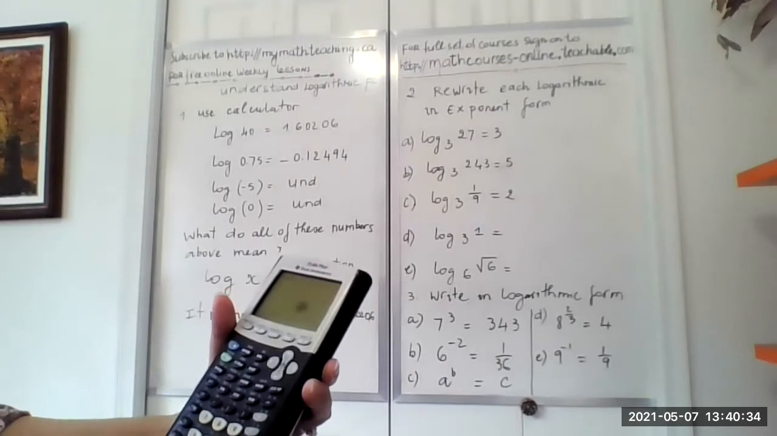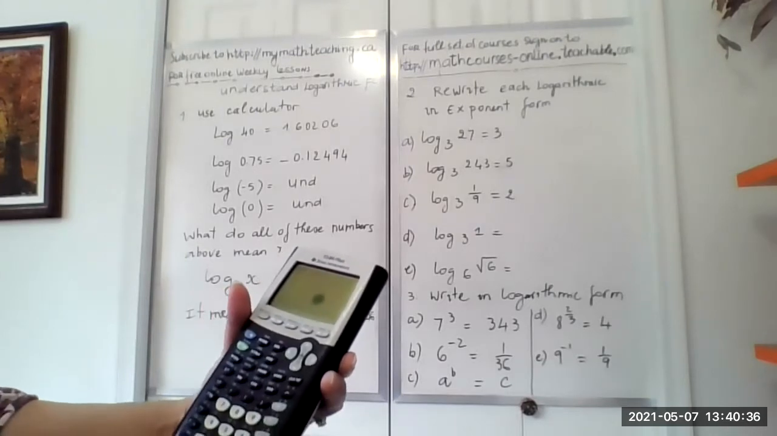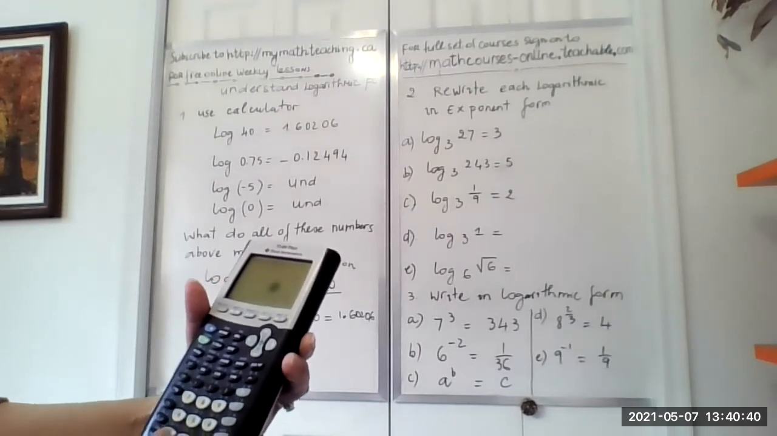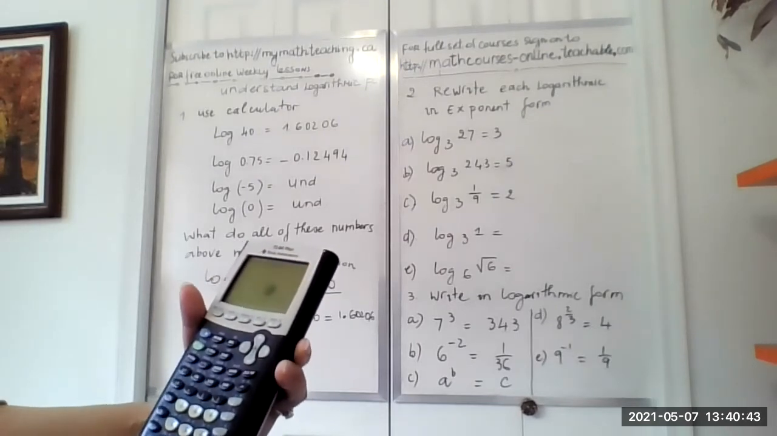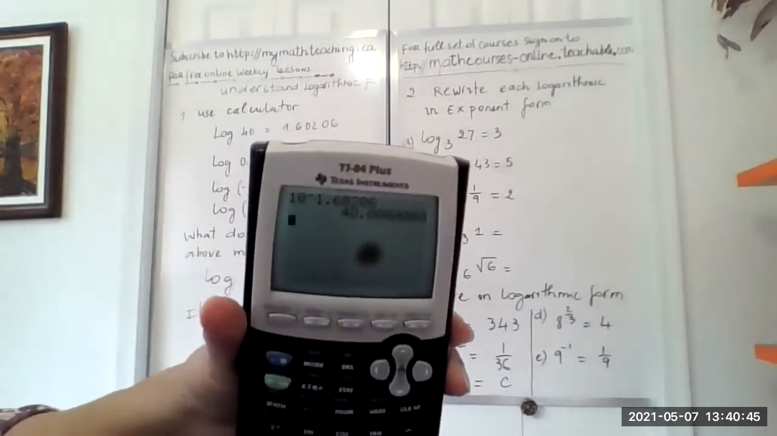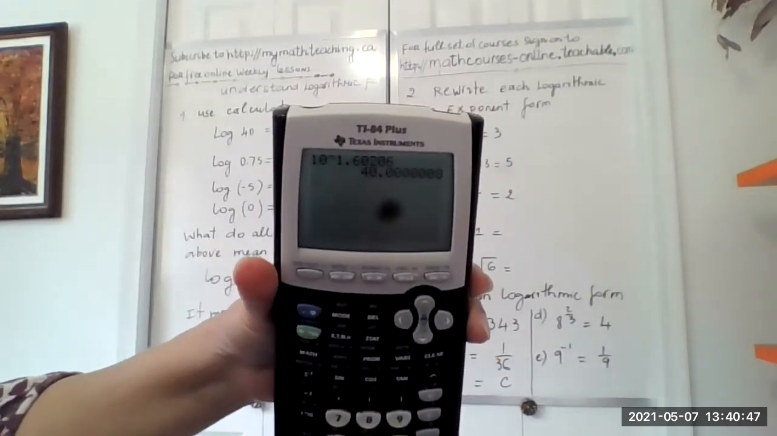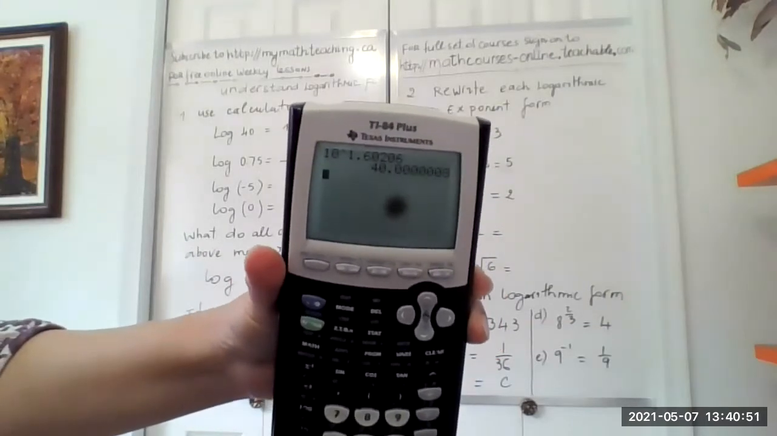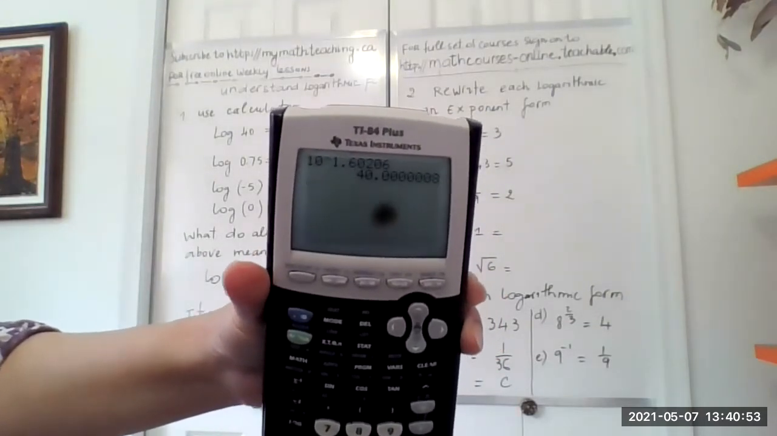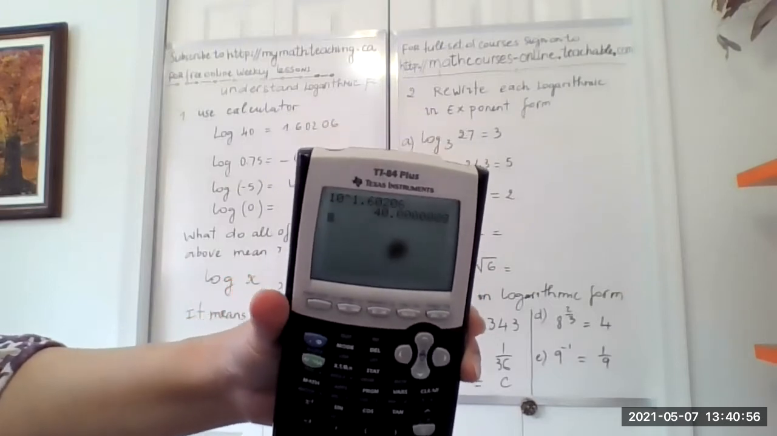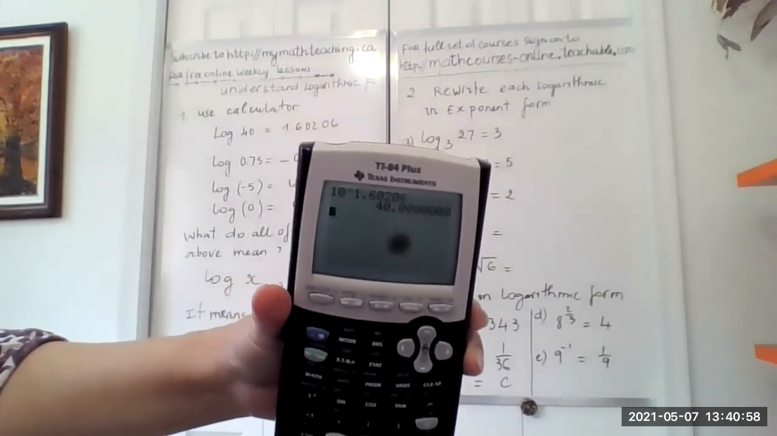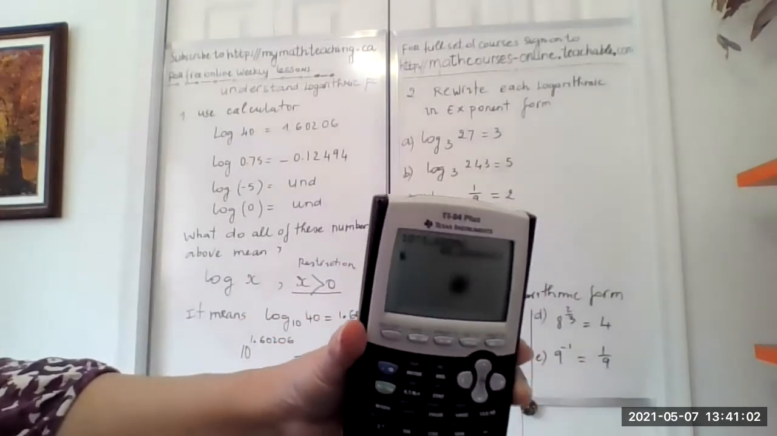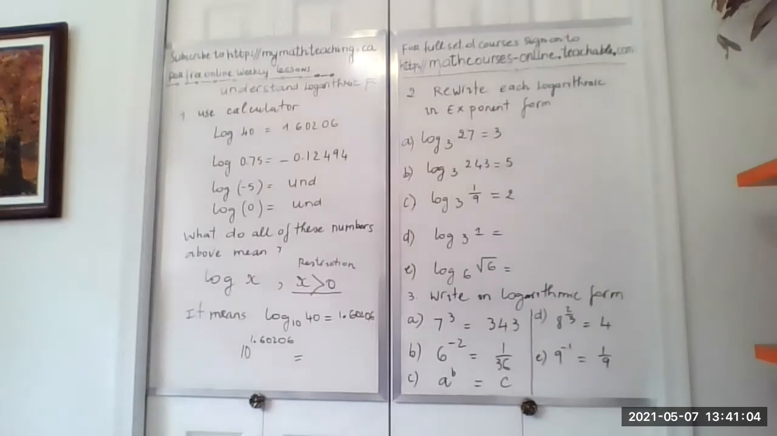I'm going to key in 10, base 10, to the power 1.60206. I'm going to enter. What's the number you see on my calculator? The number 40. So log of 40 equals 1.60206. It means 10 to the power 1.60206 equals 40. So that's what it means.